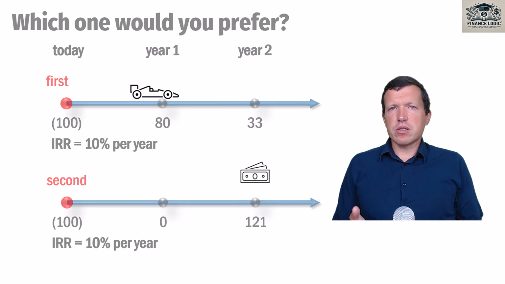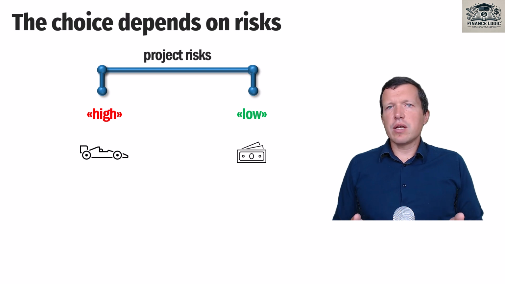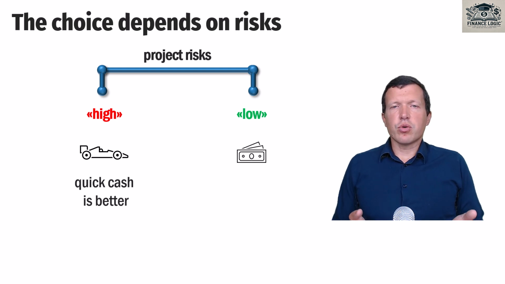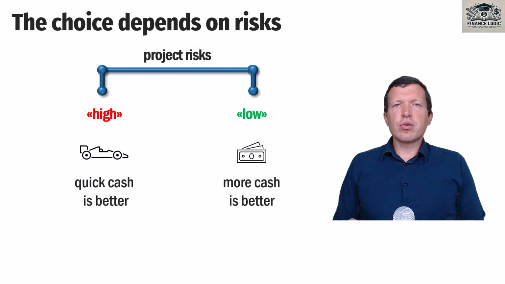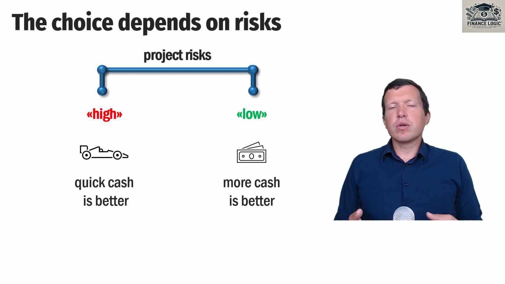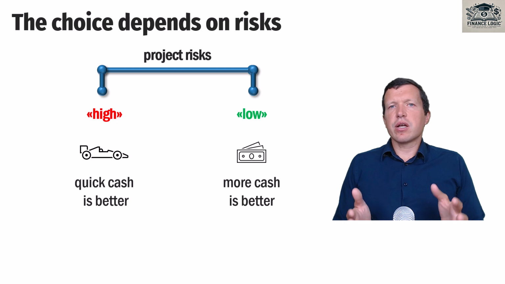The answer is: it depends. It depends on the situation. It depends on the project risks. If project risks are high, it's better to get money as fast as possible. So quick cash is better. If risks are low and I'm quite sure about my forecast, and inflation is low, I can wait, and I want to receive more money for that. So it depends on the project risks, and project risks are not incorporated in IRR estimation, because all we need to estimate IRR is the cash flow pattern without any discount rates or anything like that.